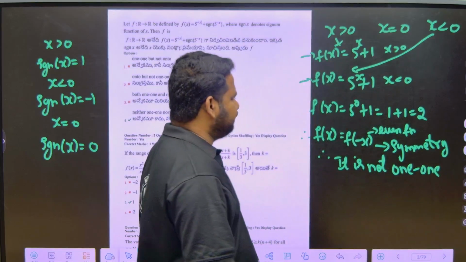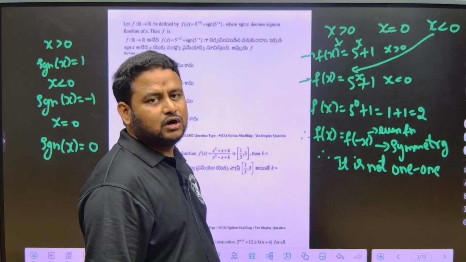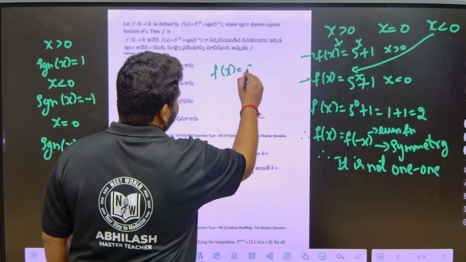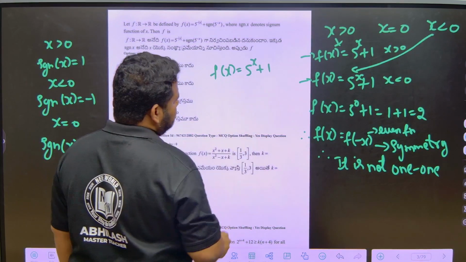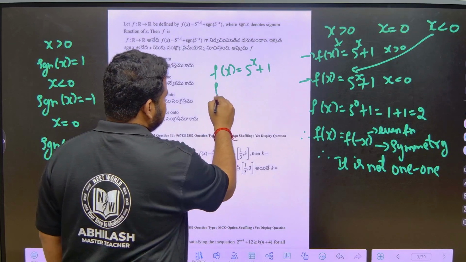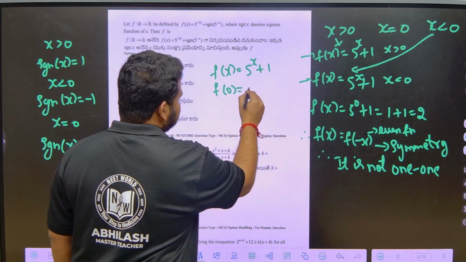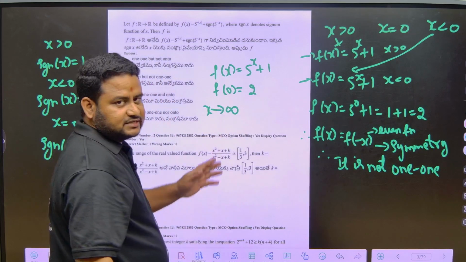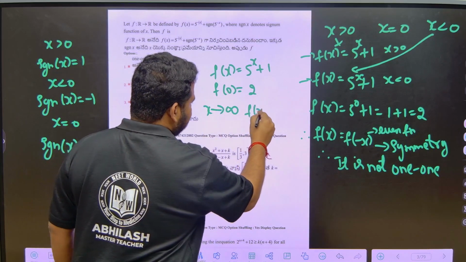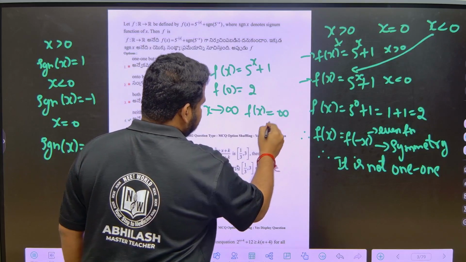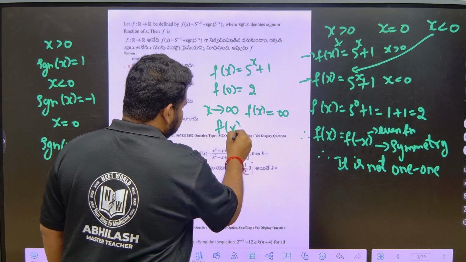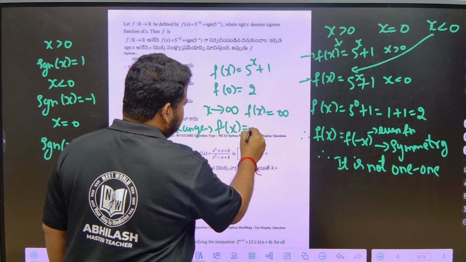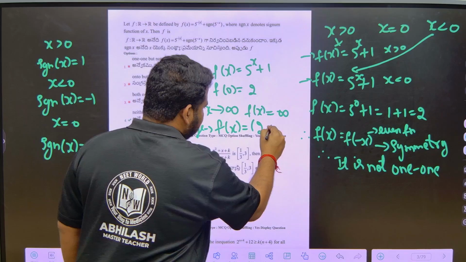Now we have to check whether it is onto or not. Let us take f of x as 5 to the power of x plus 1. Now if you put x is equal to 0, this will give us the value of 2. As x tends to infinity, f of x will also tend to infinity. So the range of f of x will be equal to 2 comma infinity.